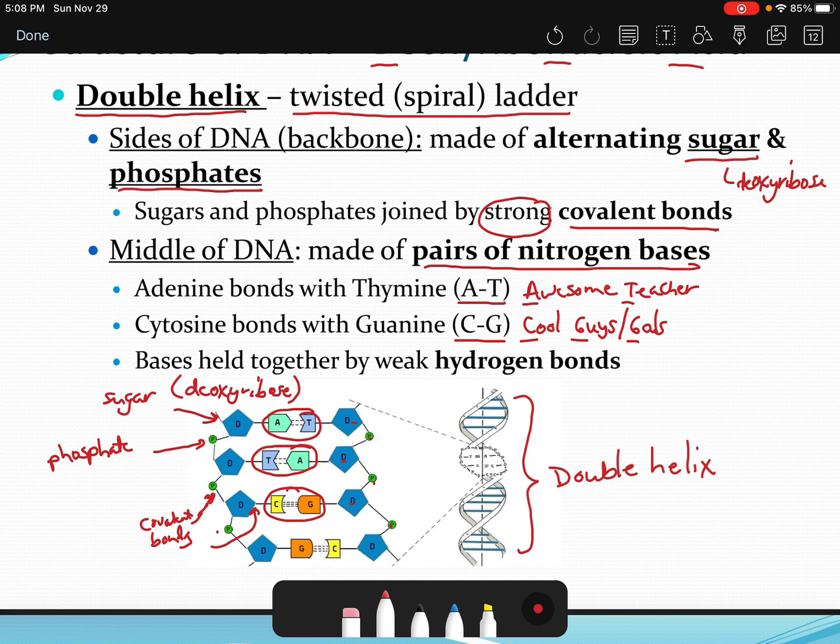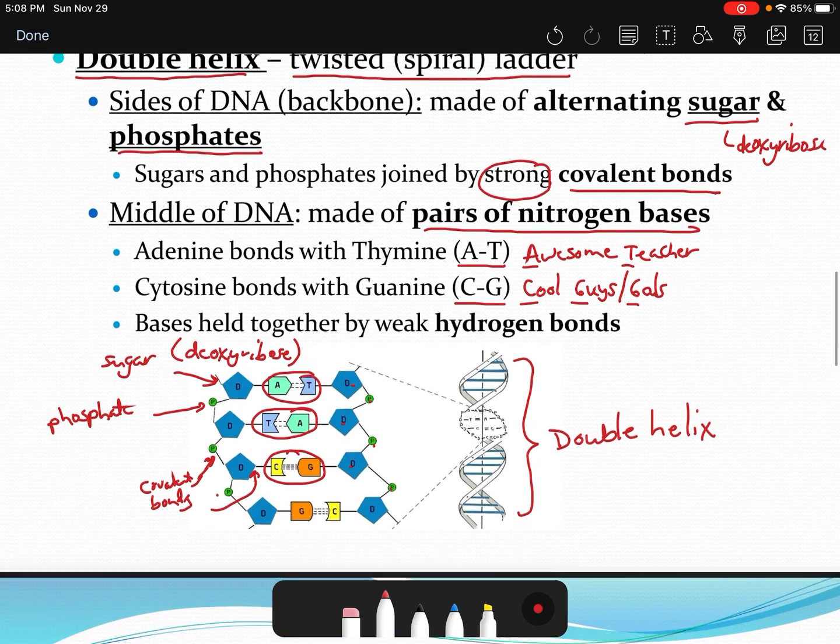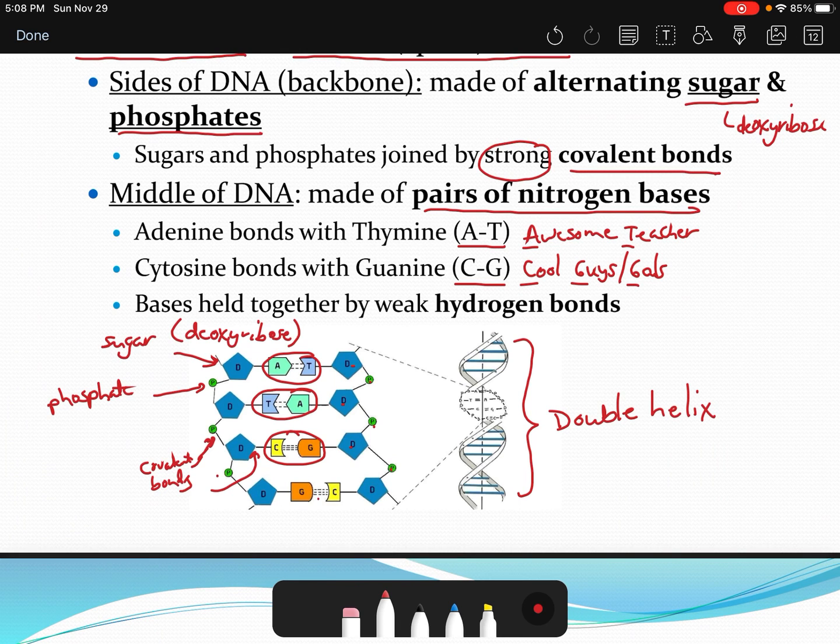Okay? But these bases are held together. You can see the bonds in between them here. These are held together by hydrogen bonds. And hydrogen bonds are very weak. And that's going to be very important when we talk about that later on, okay? That's going to be important when we talk about DNA replication. So those are all parts of the basic structure of DNA. So we're going to get into some more specifics now.